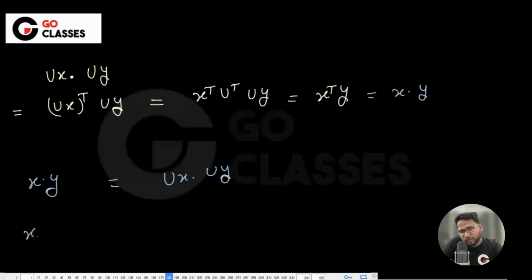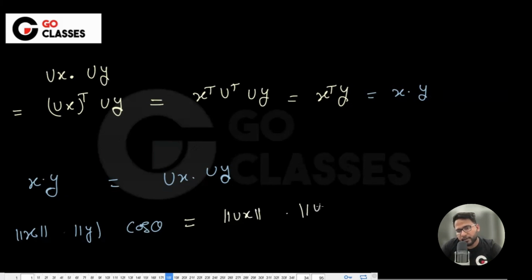The x and y dot product actually means length of x into length of y, this is normal multiplication basically, because these are scalars, into cos theta, right? This is the dot product formula. If you know, that's okay. Otherwise, for now, don't worry. We will have one class just for the vectors. This is length of ux into length of uy into, let's suppose this is cos alpha, and let's suppose this is cos beta.